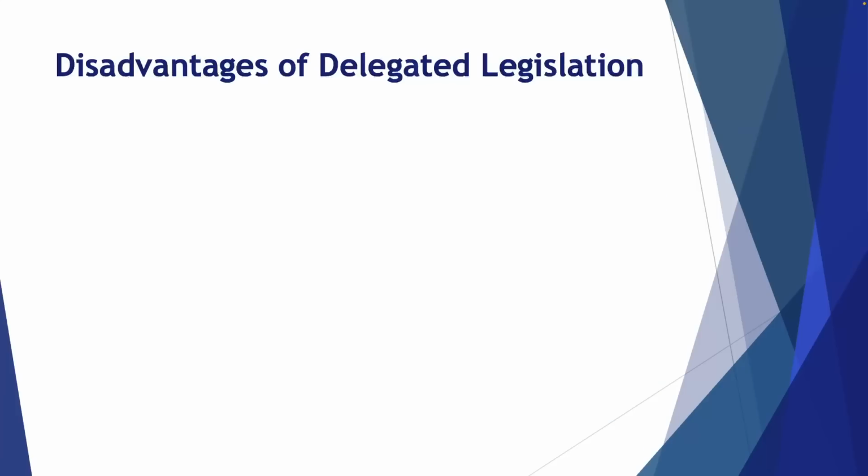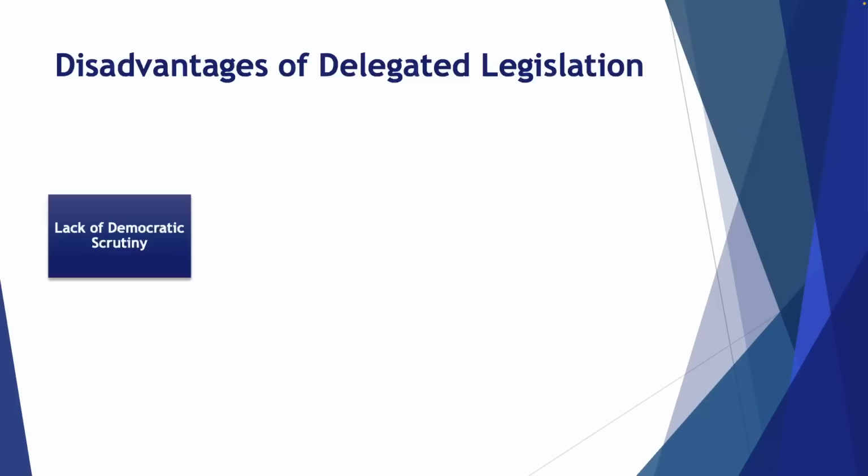So with there being advantages, there are obviously also disadvantages associated with delegated legislation. The first of these is that you could argue that there is a lack of democratic scrutiny. One of the main criticisms is that it bypasses the full democratic scrutiny that parliamentary legislation goes through when it goes into the parliamentary process. Delegated legislation is often made without that same level of public debate, which means that there is less transparency in how these laws are created.